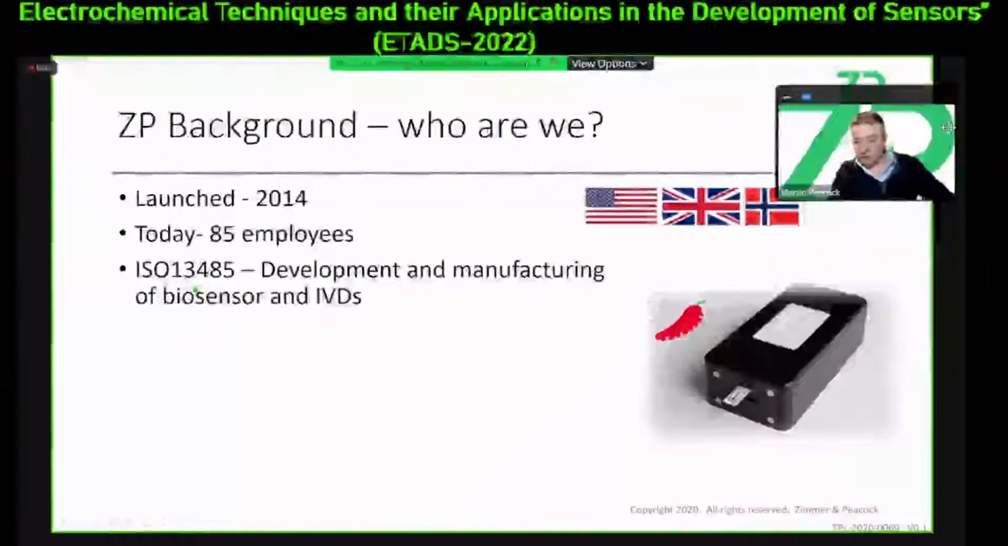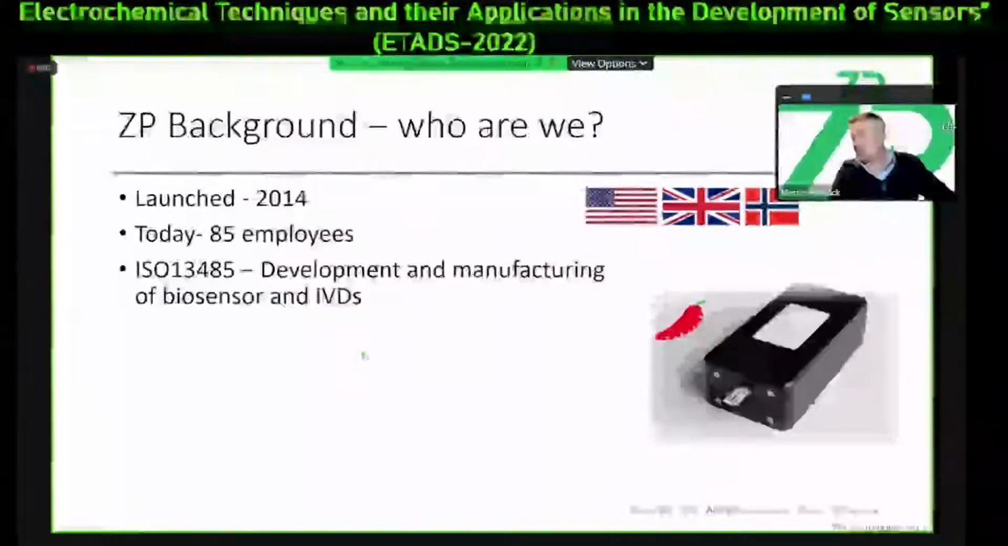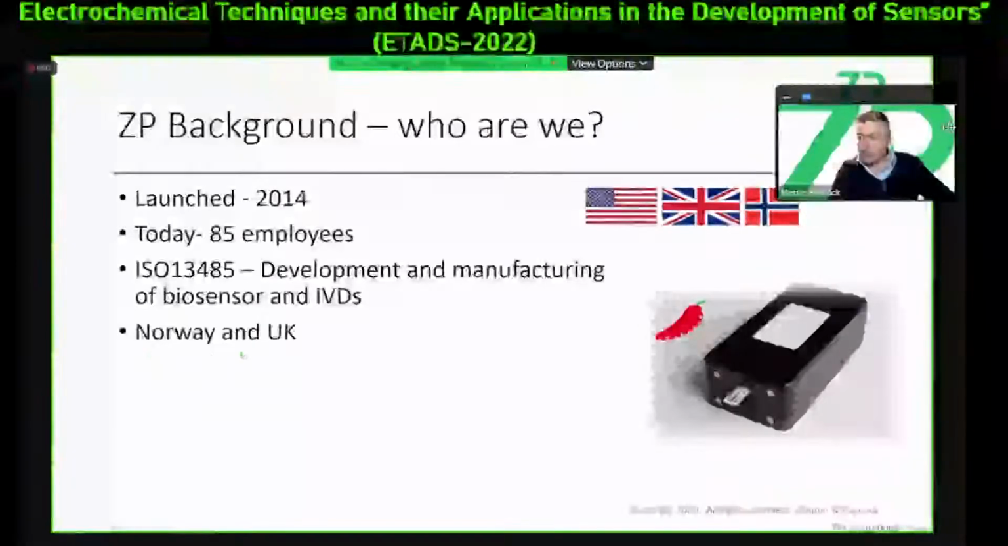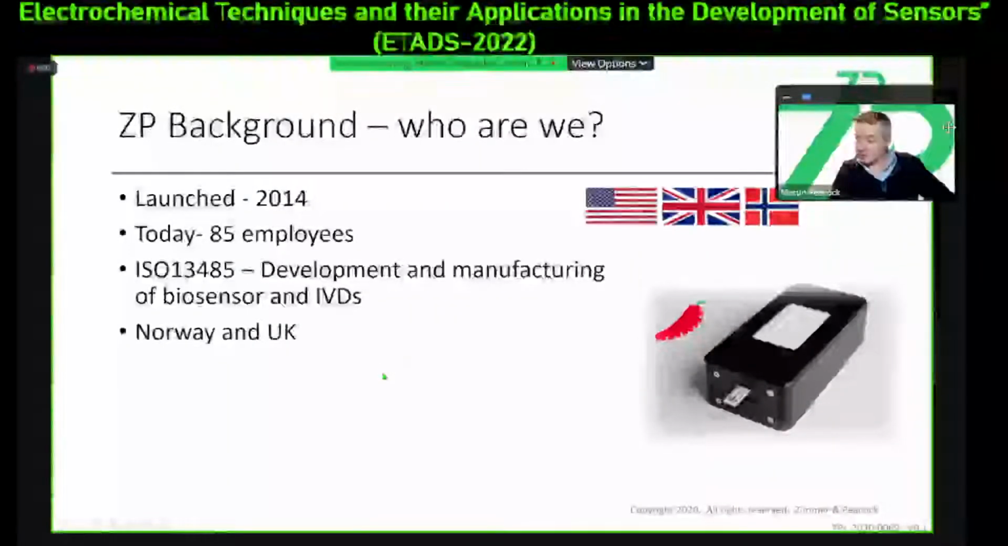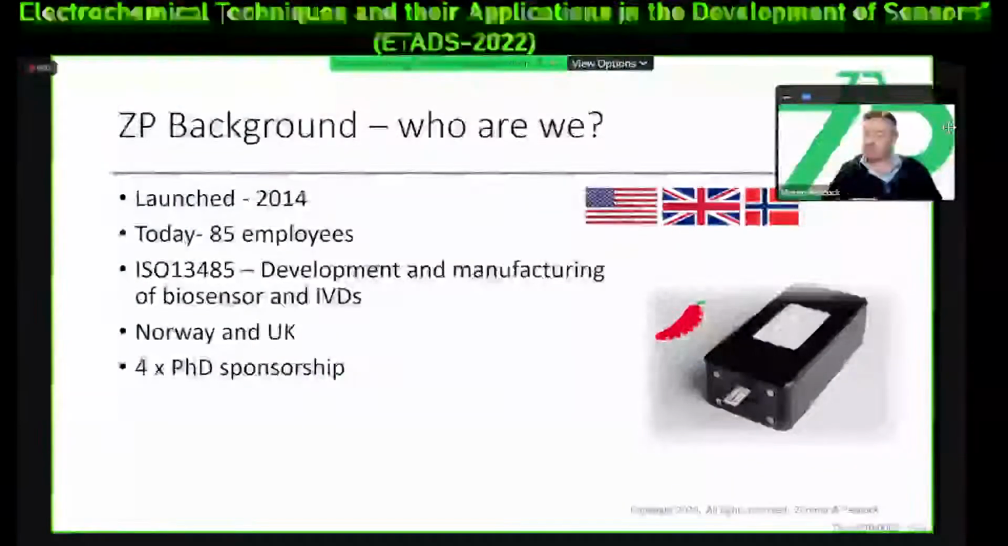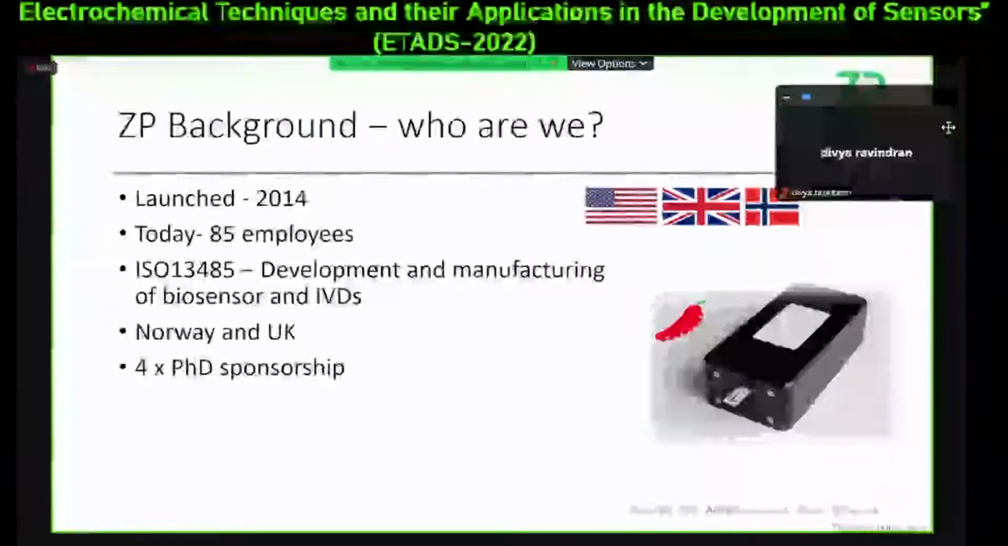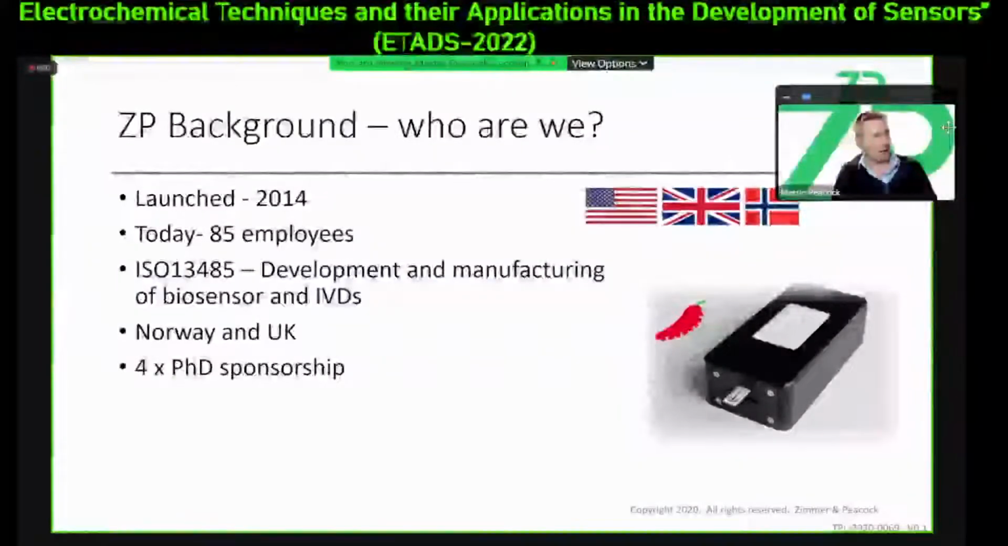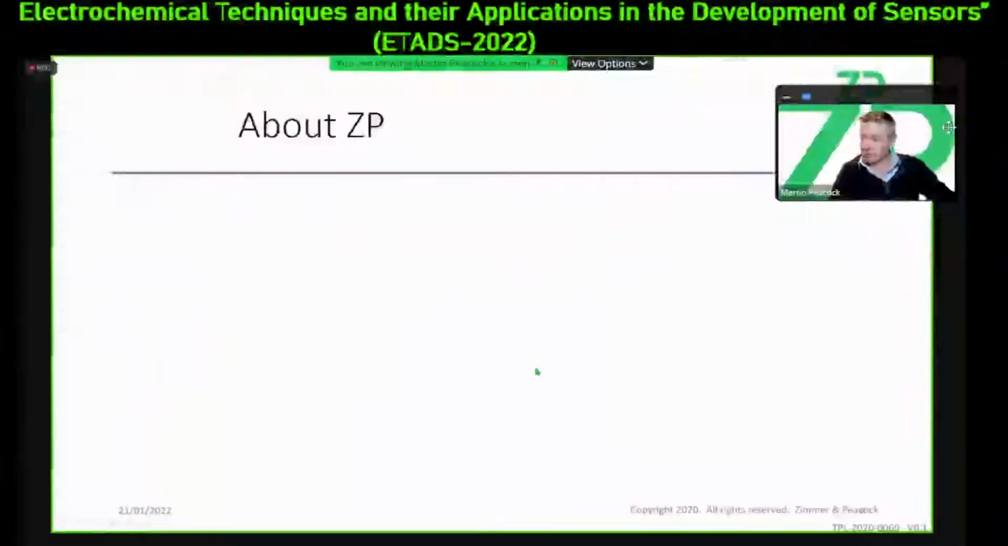We're ISO 13485, which means we have a certain quality to our products and our work, and it's recognized through quite stringent certification. As I say, we're at least in Norway, UK, and actually the USA. At the moment, we're sponsoring 4 PhDs. We're kind of unusual because, with 85 people in total, we sponsor 4 PhDs. It's quite unusual for a company of our size.